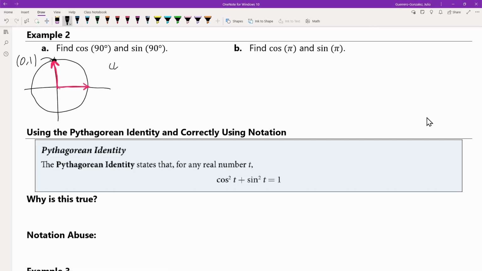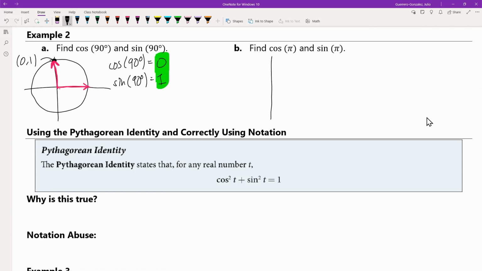So cosine of 90 degrees is going to be equal to 0, okay? And the sine of 90 degrees is going to be equal to 1. We are done. That is it. We're looking for the x and the y. Okay? All right. Next one.